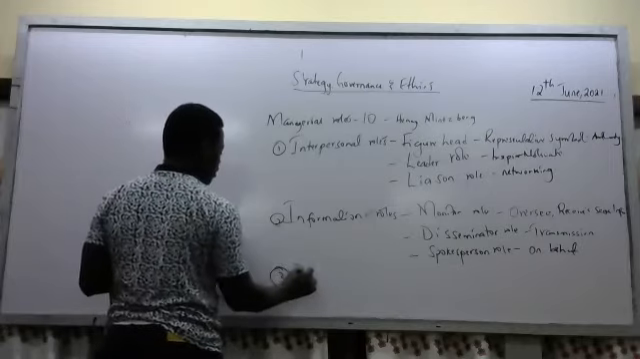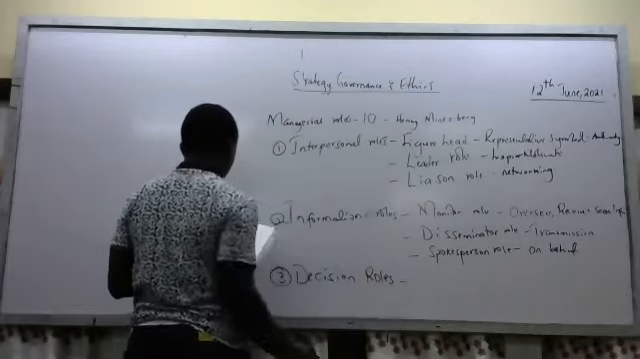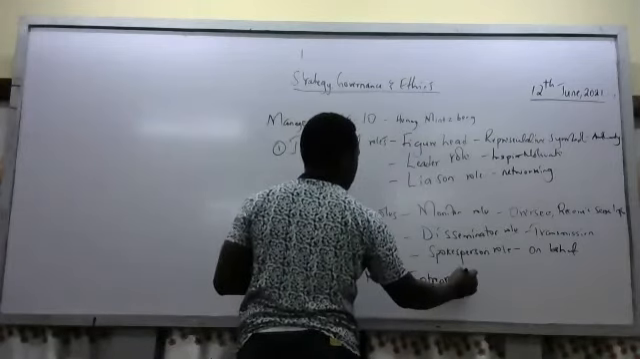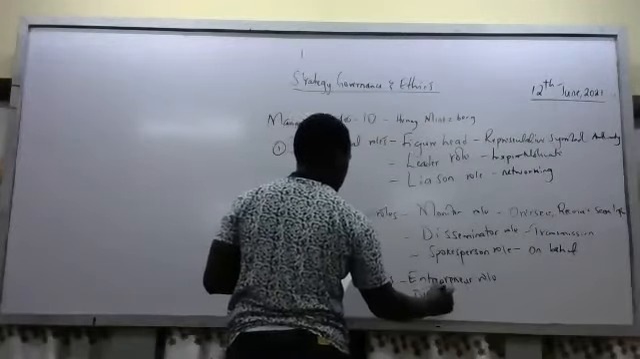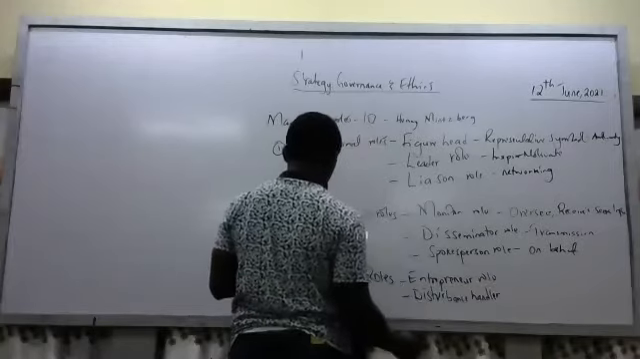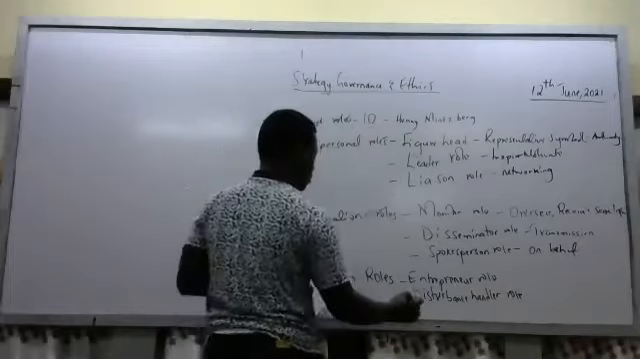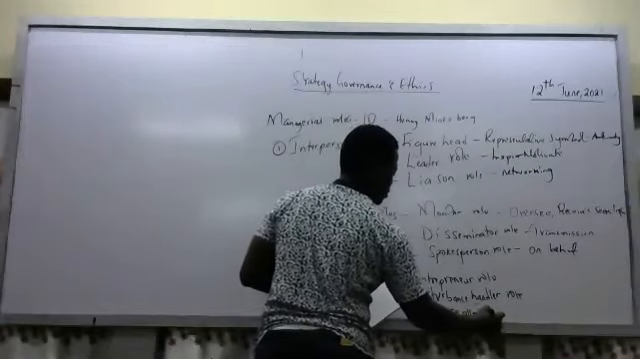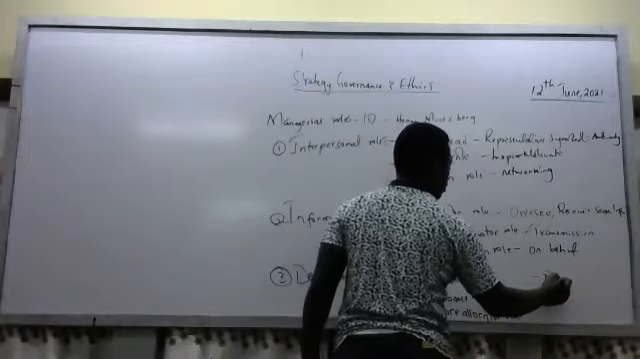The last one, number 3, sorry. We have what is called decision role. And in decision roles we have the entrepreneur role, we have disturbance handler, we have resource allocator, and of course we have the negotiator role.